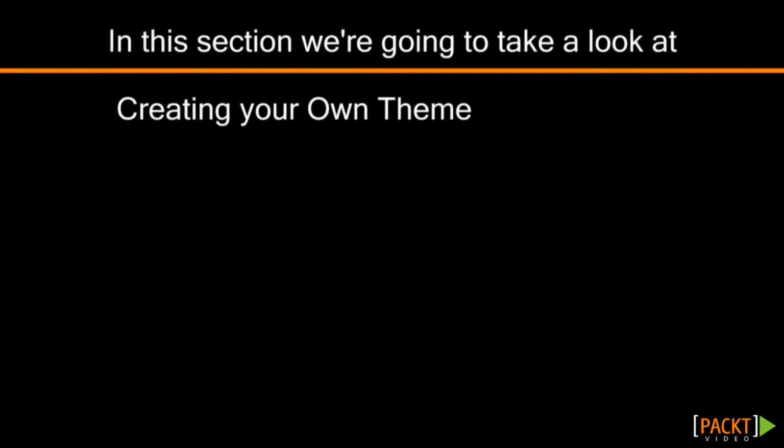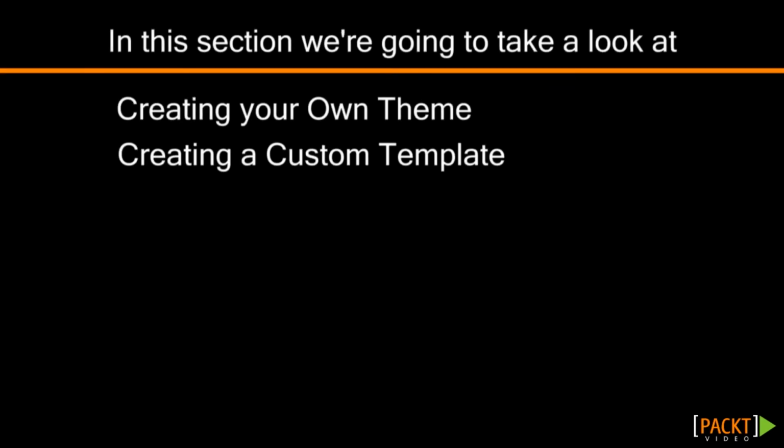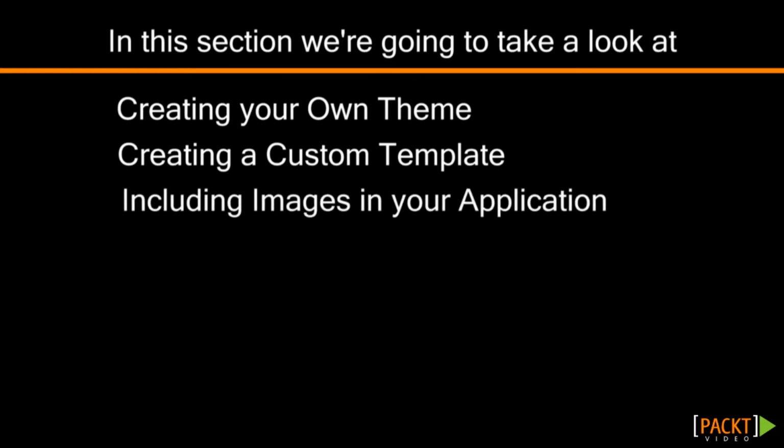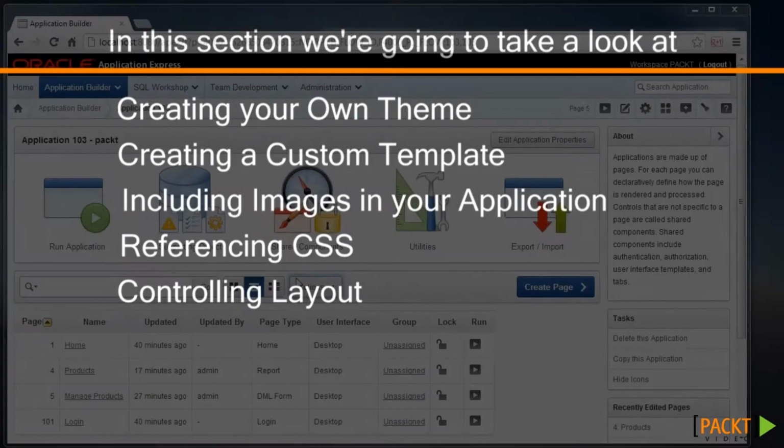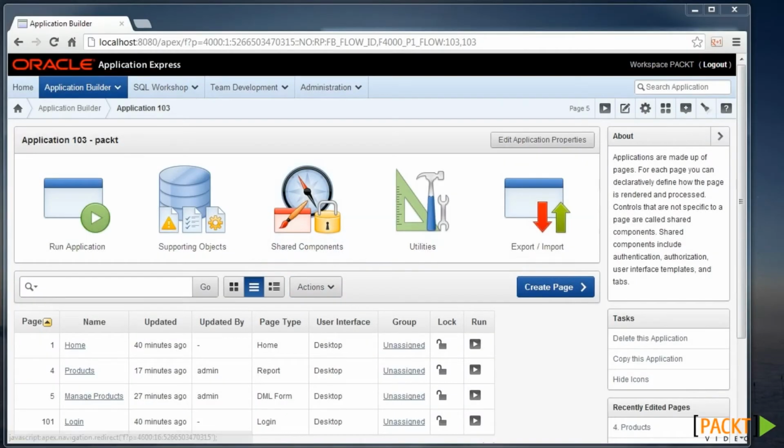We'll do that by creating our own theme, adding custom templates, including images in our application, and referring to CSS and controlling the layout. So from our development environment, before we start making any changes and additions to our templates or pages, we should create our own theme, or at least make a copy of an existing one. This means that future theme upgrades to Apex won't impact our applications.